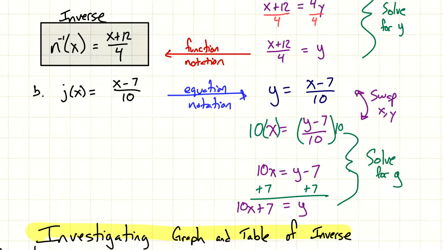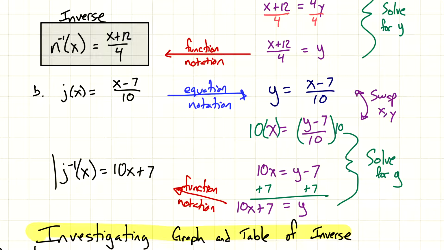which will look like, let me write it up here. So we're going to go back to function notation. And don't forget where you started. You'll notice the notation originally used the letter j of x. So we want to make sure we continue that. So this is going to be j inverse of x is equal to 10x plus 7. Oops, I didn't complete that. All right, so here is our inverse.